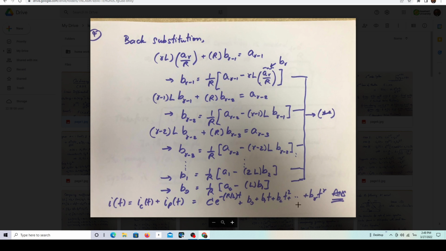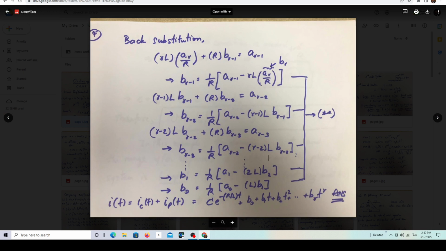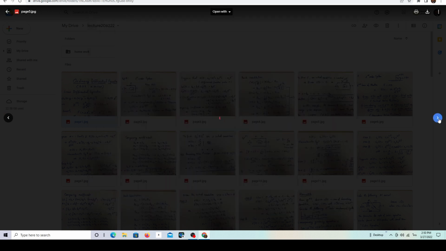Plus the second part, the particular solution i_p(t), which is b0, b1 t and so on. You cannot just write this down and give the answer. It will be wrong if you cannot establish this relationship, so that you can find b sub 0, b sub 1, b sub 2 up to b sub r for given a sub 0, a sub 1, a sub 2 up to a sub r. Okay, and that's the first example.